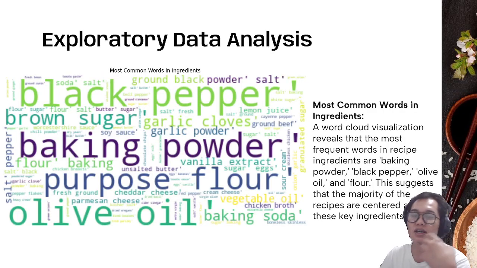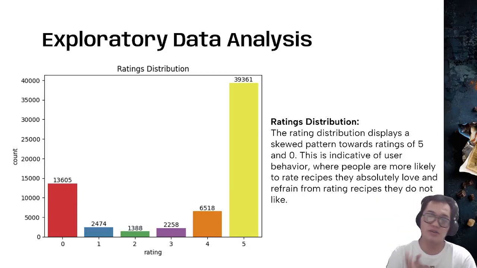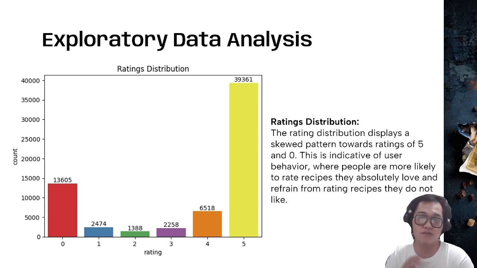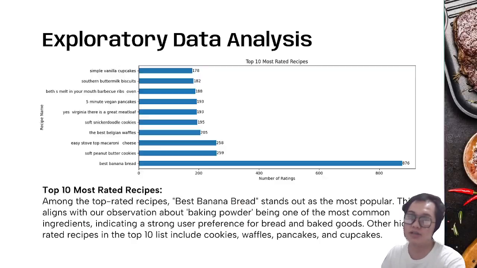All right, this is the exploratory data analysis, starting with the most common words and ingredients. This word cloud visualization reveals that the most frequent words in the recipe ingredients are baking powder, black pepper, olive oil, and flour. That suggests the majority of recipes are centered around these key ingredients. The second one is the rating distribution, which displays a skewed pattern towards ratings of 5 and 0. This indicates user behavior where people are more likely to rate recipes they absolutely love and refrain from rating recipes they do not like.